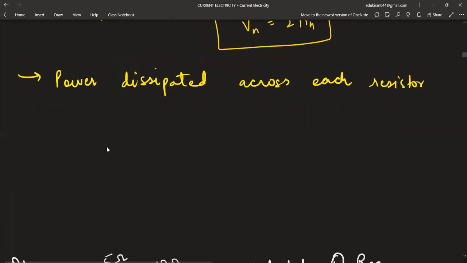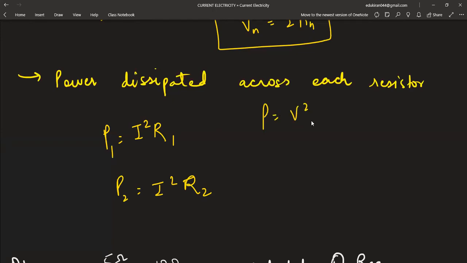Yeah, power dissipated is also important. P is equal to I square R. So here, when you're calculating power 1, so R1. Similarly, this is R2, like this. Also, you can use one more formula. P is equal to V square by R. That also you can use. Same answer you will get.